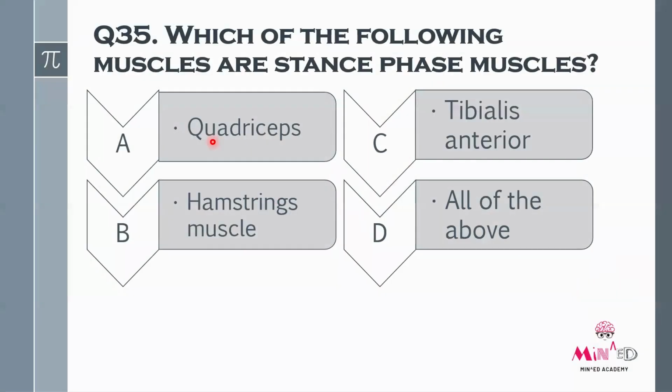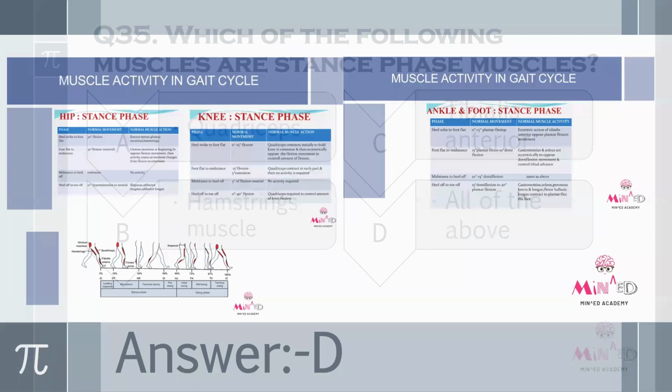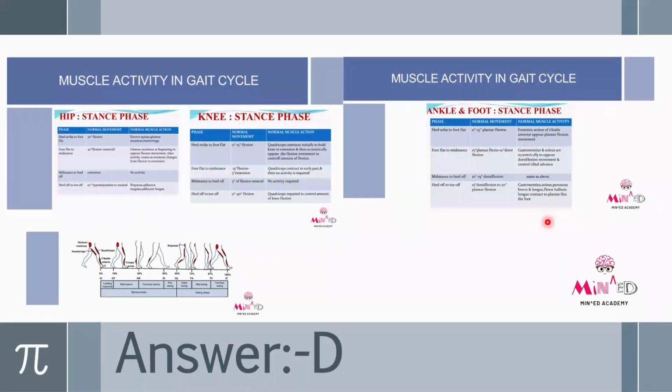Let's move to our next question. Which of the following muscles are stance phase muscles? Option A, quadriceps. Option B, hamstring muscle. Option C, tibialis anterior. And option D, all of the above. Regarding the gait cycle, I have discussed in detail in the previous video. You can check it on our YouTube channel. So we'll see, these are the small tables that you can follow.